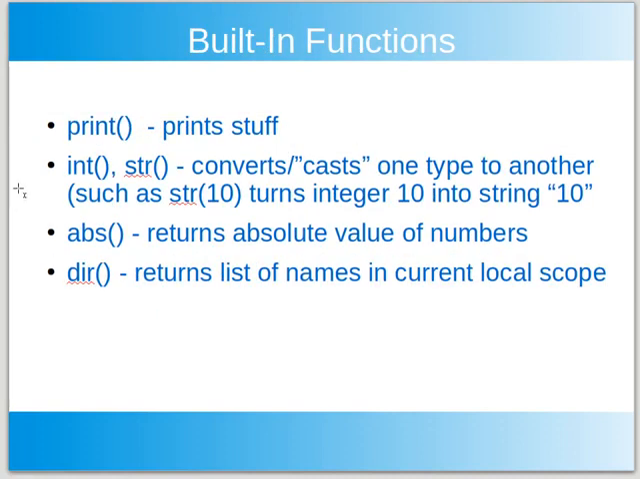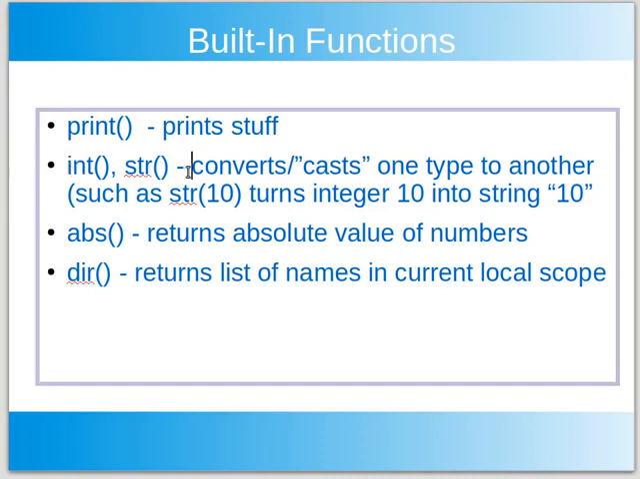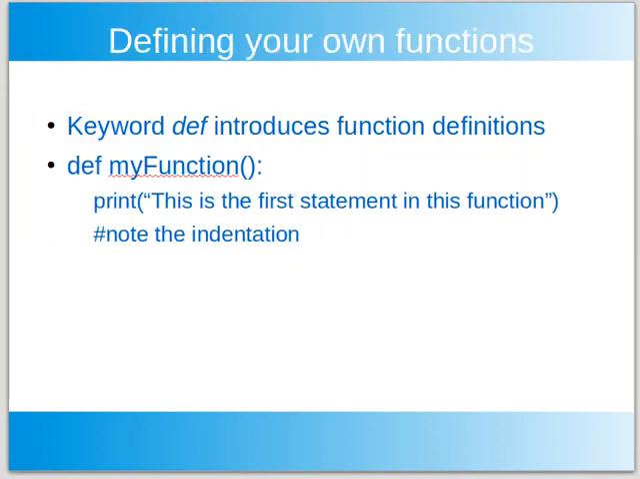Built-in functions: print, which we've been seeing in all the other lessons. int and str convert, or cast, one type to another, such as int of the string 10 returns the integer 10, or str turns the integer 10 into the string 10. abs returns the absolute value of numbers, so negative 98 would return 98. dir returns a list of names in the current local scope. And we'll go over all these and others in a future lesson on built-in functions, probably.